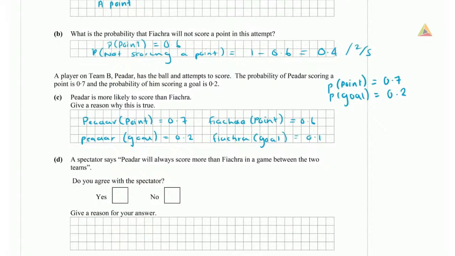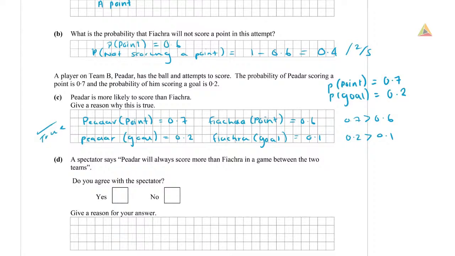Now, if we look at both of these, for the point system, 0.7 is obviously greater than 0.6. So Pather has a greater chance of scoring a point than Fiacra when we're talking about points directly. If we look at goals, 0.2 is greater than 0.1. So again, Pather has a greater chance of scoring a goal than Fiacra because his probability is higher. And that's fine, just to write what I've written there, that explains your answer. And it's true. I'll just write that aside as well, that it is true. So Pather is more likely to score than Fiacra.